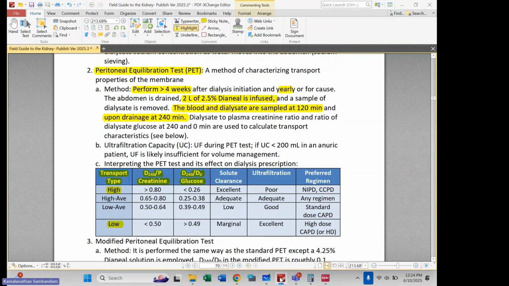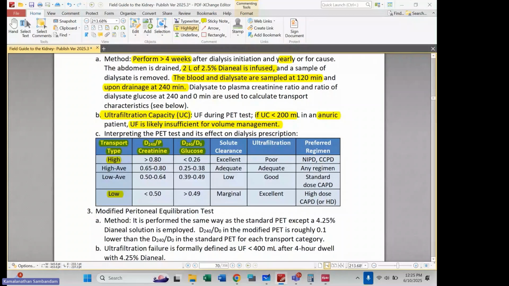Okay, so ultrafiltration capacity describes the ultrafiltration in a PET test over the course of that 4-hour period. If I have an ultrafiltration that is only 200 mils in a 4-hour PET test, and the patient is anuric, that would suggest that this individual is going to have problems with maintaining volume control. Okay, they would run into problems of chronic hypervolemia. So this is also something that can help you with managing the patients.